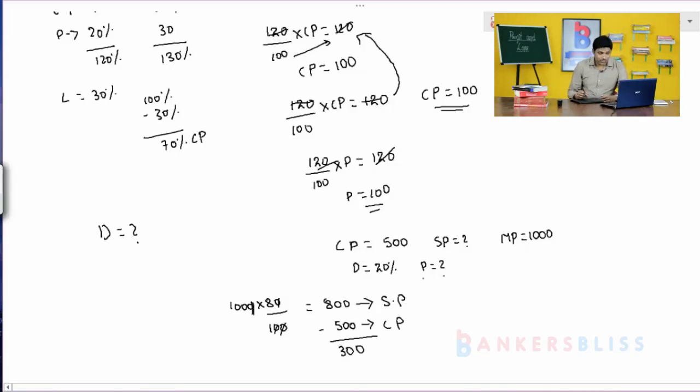Then what is the profit percentage? Profit percentage is always calculated on cost price, that is 300 by 500. So 2 zeros cancel. We know the percentage value of the fraction 3 by 5. 3 by 5 is nothing but 60%. So this is called market price and the discounts.